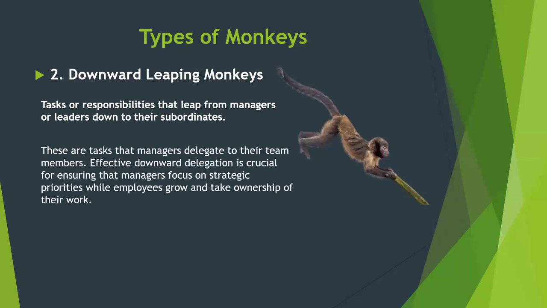We say these are the tasks managers delegate to their team members. Effectively, downward delegation is crucial for ensuring the manager focuses on strategic priorities while employees grow and take ownership of their work. Yes, the manager will just pick all these tasks, all these problems, then distribute them to the employees or to the lower staff. We call it downward leaping monkeys.